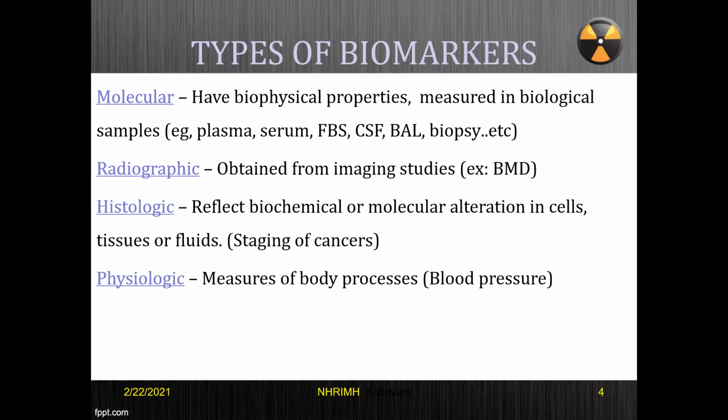Histologic biomarkers are like staging of cancers. You take out the specimen and send it for biopsy, which ultimately helps in the staging of the cancers, so it is a histologic biomarker. A physiologic biomarker measures the body's routine activities, like blood pressure. So a biomarker indicates the functioning or deranged function of a particular organ.